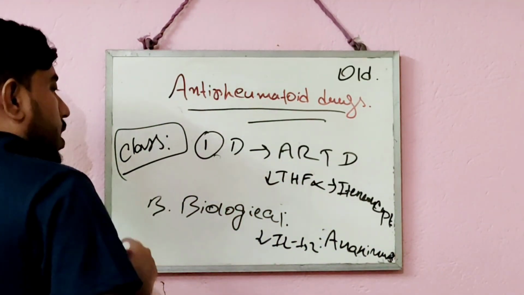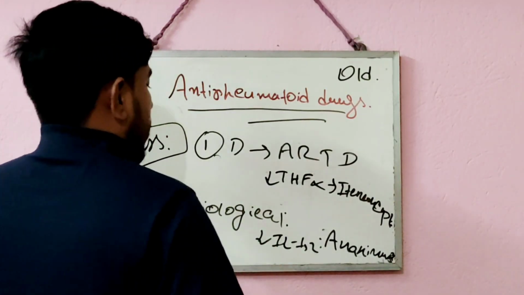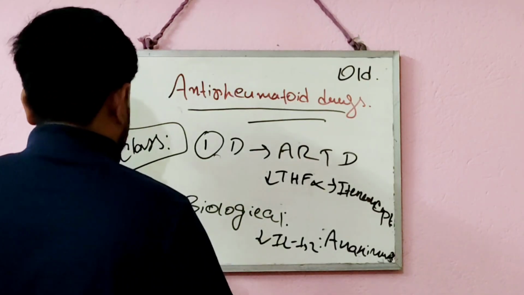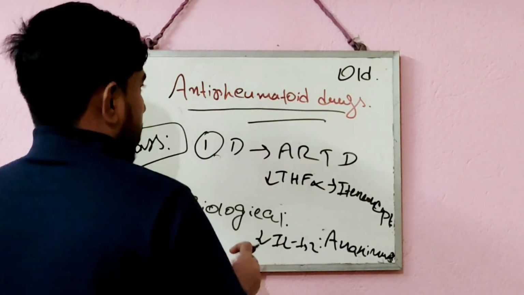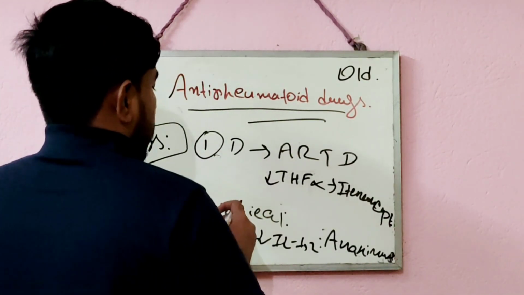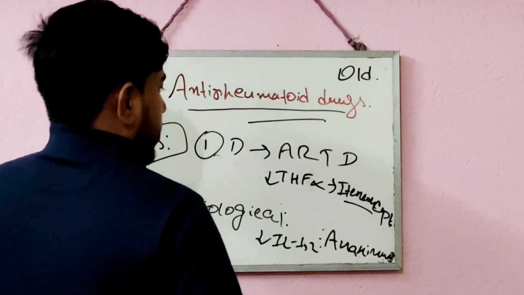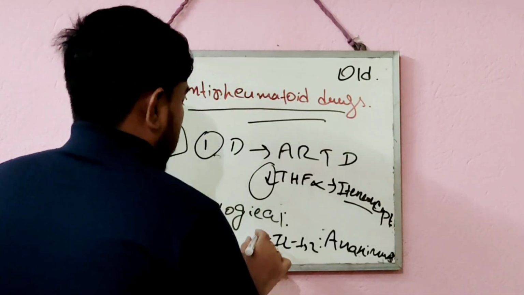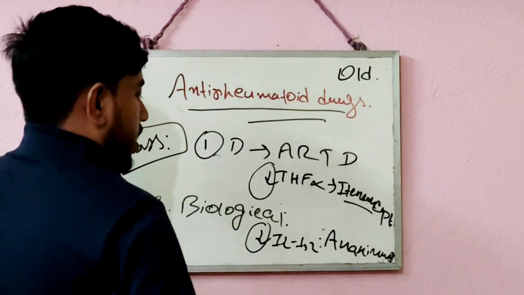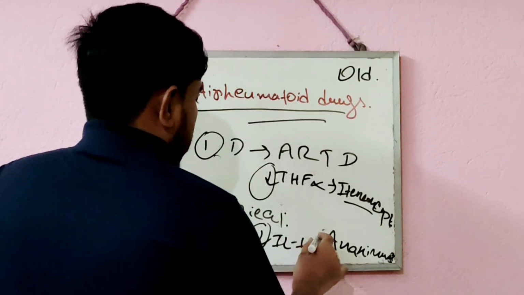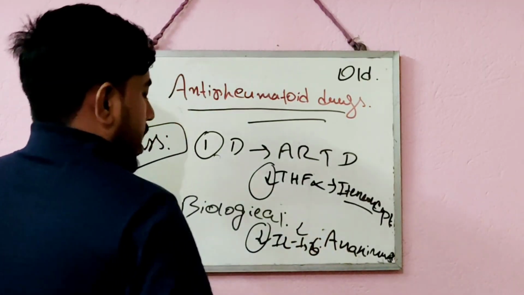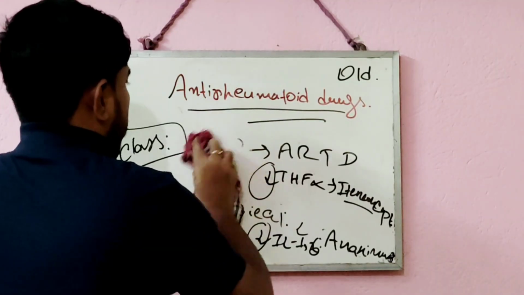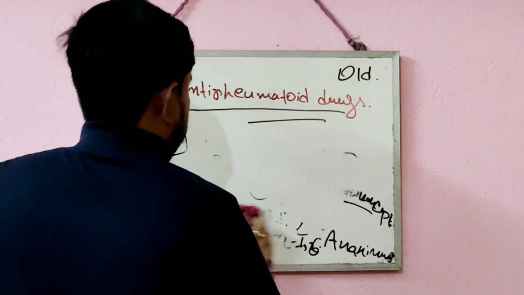So in non-biological we have studied three types of drugs: methotrexate, sulfasalazine and chloroquine or hydroxychloroquine. But in case of biological drugs we can use etanercept, which generally shows its action by inhibiting the production of TNF alpha, and another subclassification, interleukin 1 and 6 inhibitors, an example being anakinra. So that was the first classification, disease-modifying anti-rheumatoid drugs.